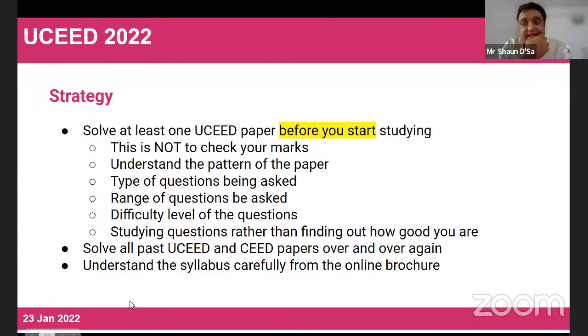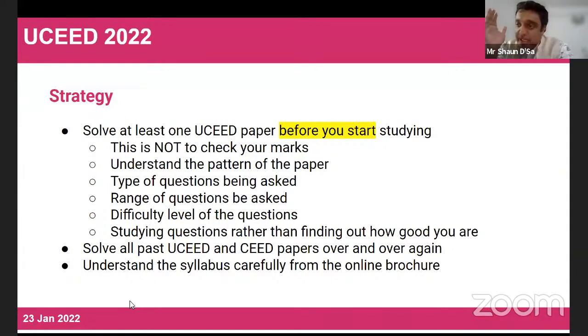The first thing you should do is, I've seen a lot of students, they say, let me study first and answer the question papers later. So you keep your question papers very safely. Your question papers are a test to see how much you've studied, so a lot of people keep the question papers for the end. I would say, before you start studying, or if you have not done that so far, the first thing you must do is solve at least one UCEED paper, if not two, or more, at least one before you start studying.